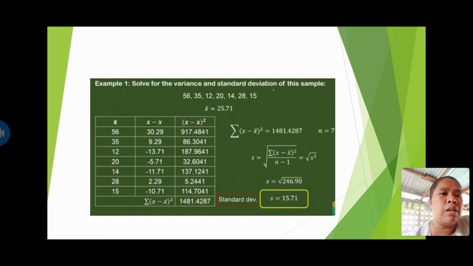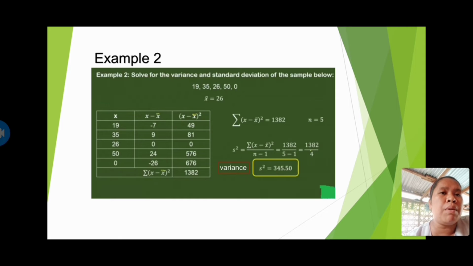Next, after getting the variance, we will now solve for our standard deviation. For standard deviation, the formula is s is equal to the square root of the summation of x minus x bar squared all over n minus 1, or simply the square root of the variance. So since our variance is 246.90, it is just the square root of it. We will now get our standard deviation, which is 15.71.